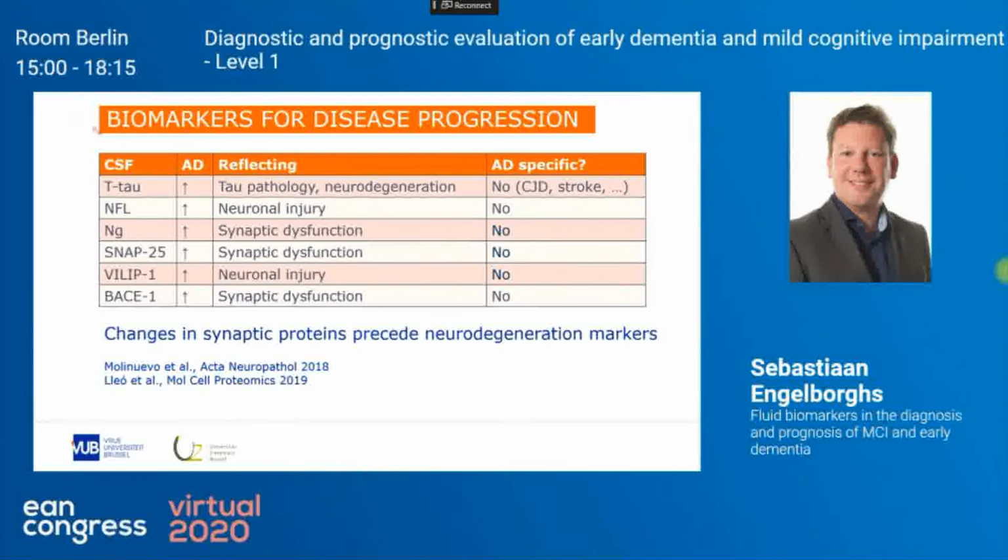Right here, you see several CSF biomarkers that can be used to monitor disease progression in Alzheimer's disease. Some of these biomarkers are biomarkers for neural injury or for neurodegeneration. Some are markers of synaptic dysfunction, and they seem to occur a little bit earlier than neurodegeneration. The problem with these biomarkers is that they are not specific for Alzheimer's disease. This is very well known for tau, as it increases significantly after stroke, or in subjects with Creutzfeldt-Jakob's disease.